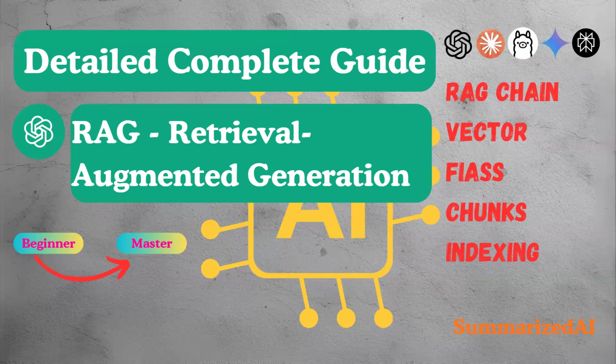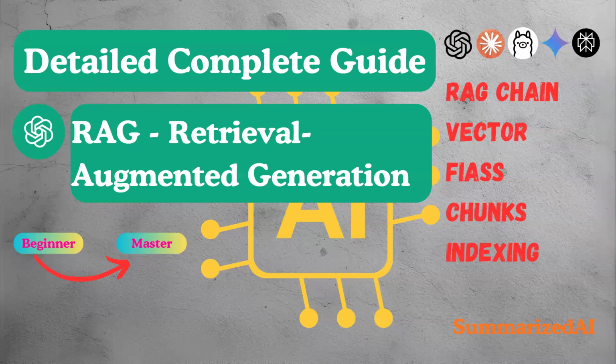In our previous video, we discussed semantic search, vector embeddings, and FAISS as a vector database in detail, exploring how they help in efficiently storing and retrieving information based on meaning rather than just keywords. In this video, we will dive deep into RAG, explaining how it combines the power of information retrieval with generative AI to provide more accurate and context-aware responses.